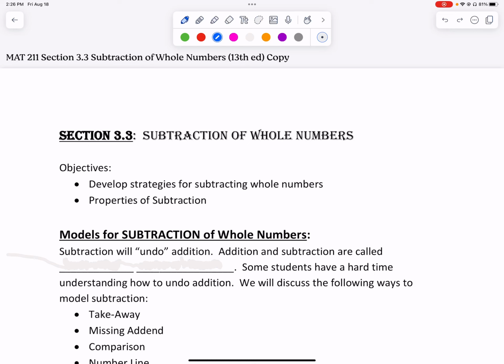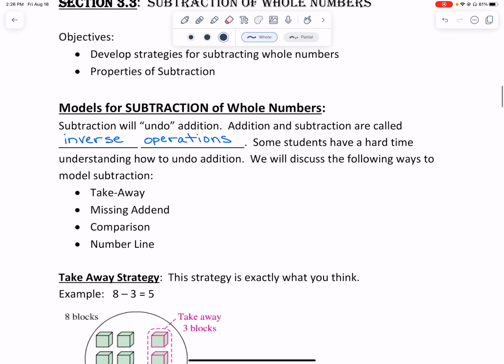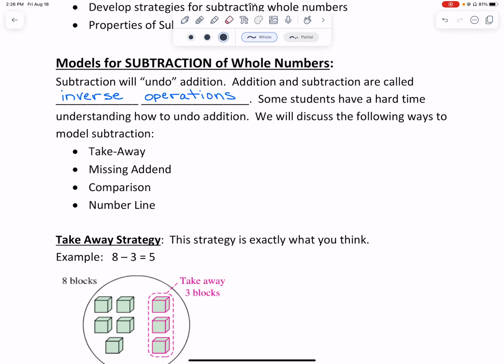So in this section, section 3.3, we'll be learning all the different ways to subtract whole numbers. For these models of subtraction, remember subtraction really is just undoing our addition. Subtracting and adding are sometimes called inverse operations. Some students have a really hard time understanding how to undo stuff, so we will discuss it in these ways. We're going to model it using takeaway, missing add-in, comparison, and the number line.